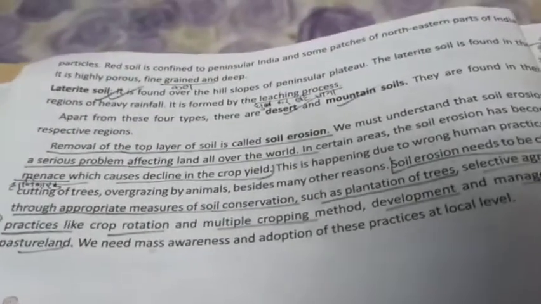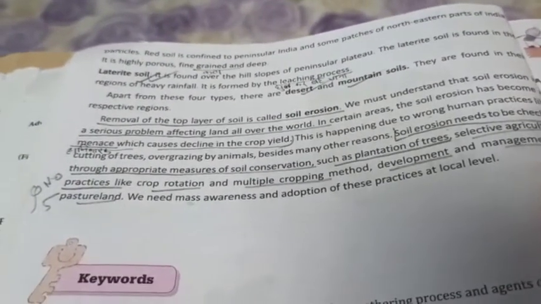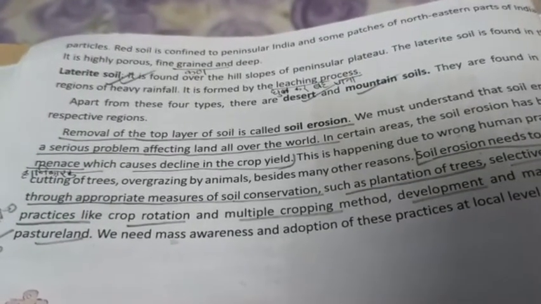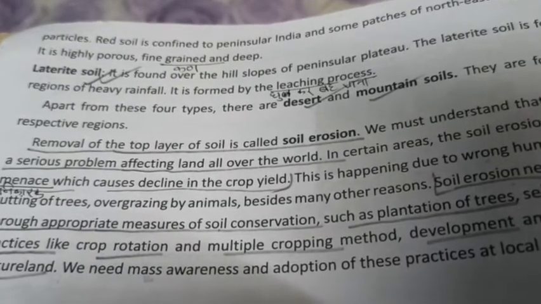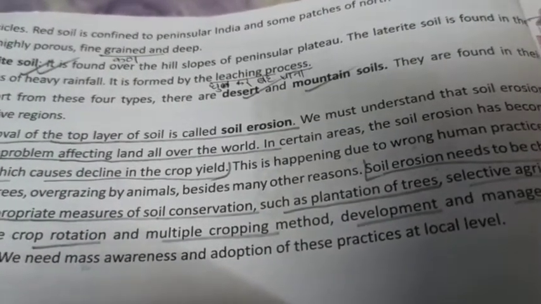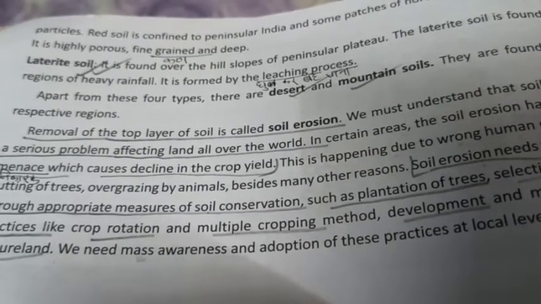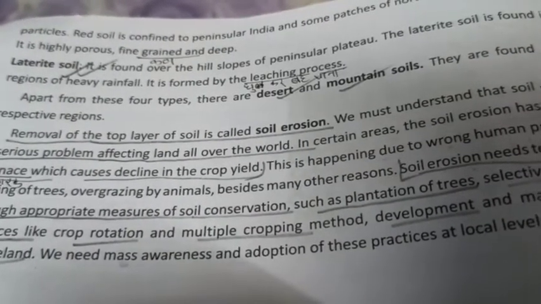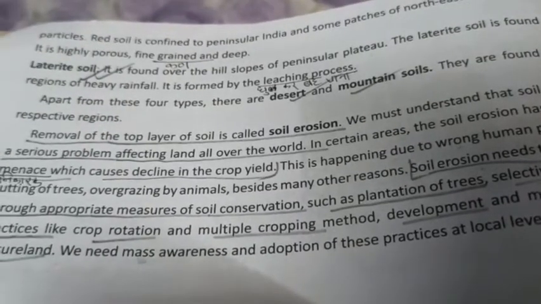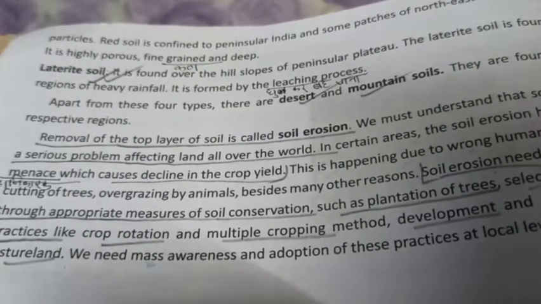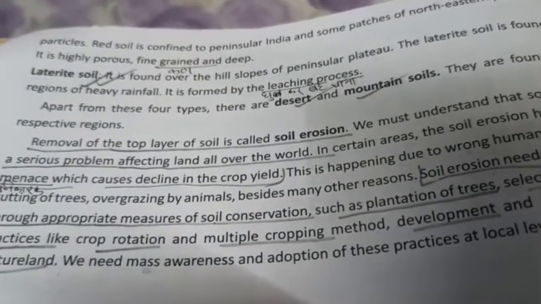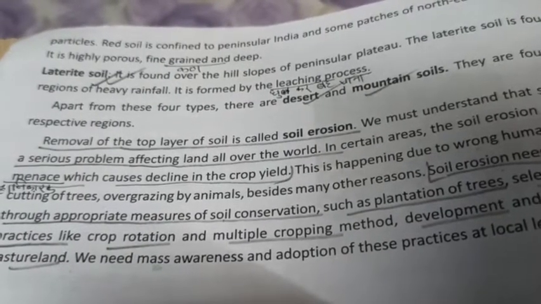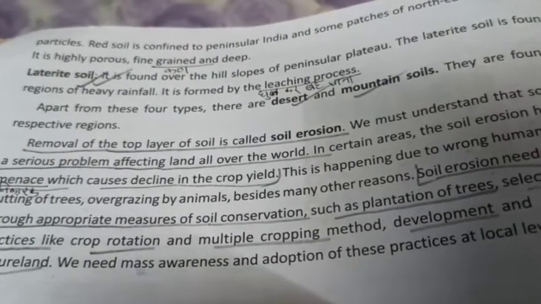So let's revise it one more time, children. First of all, let's know about soil erosion. Removal of the top layer of the soil is called soil erosion. We must understand that soil erosion is a serious problem affecting land all over the world. In certain areas, soil erosion has become a menace which causes decline in crop yield. This is happening due to wrong human practices like cutting of trees, overgrazing by animals, besides many other reasons also.